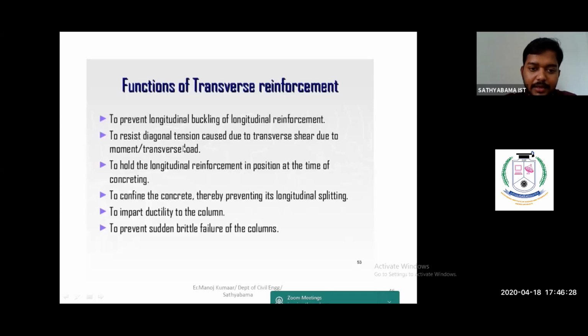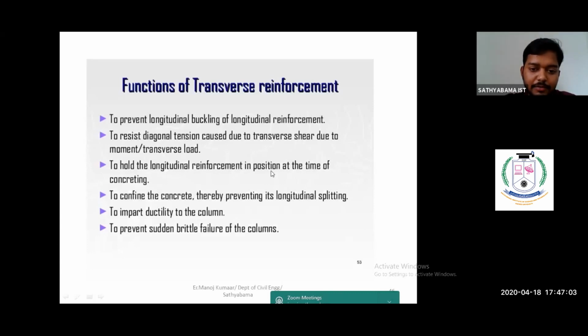And to resist the diagonal tension caused due to transverse shear, due to moment or transverse load. When the column is subjected to imbalanced reactions coming from the beams, it will undergo some transverse load and moment. To have proper connection between the beam and column, we need to resist that diagonal tension. So in that case, we need to provide the transverse reinforcement.